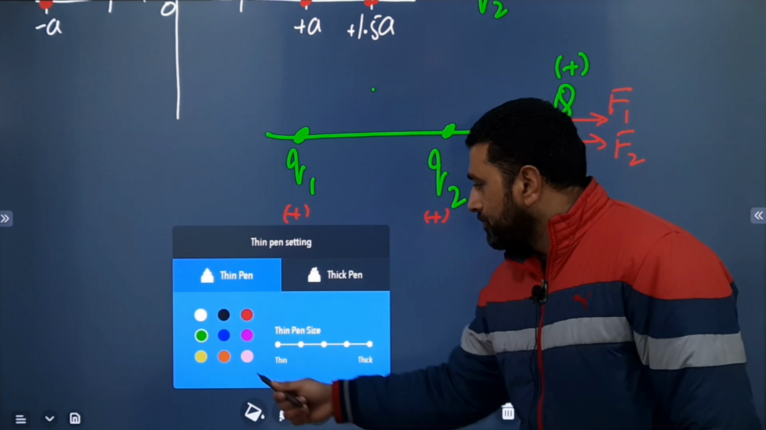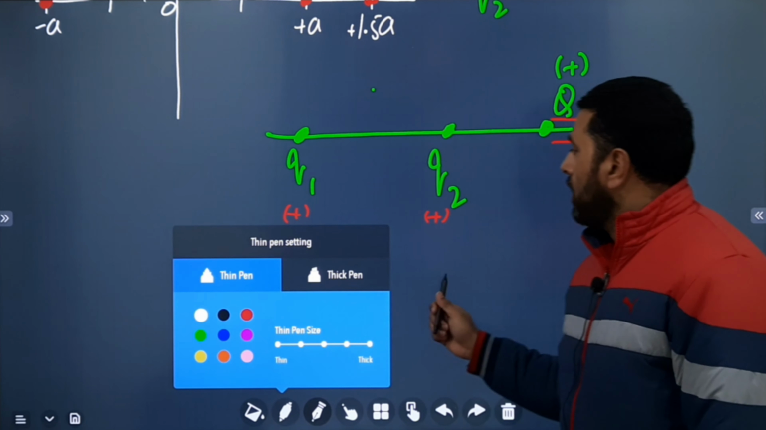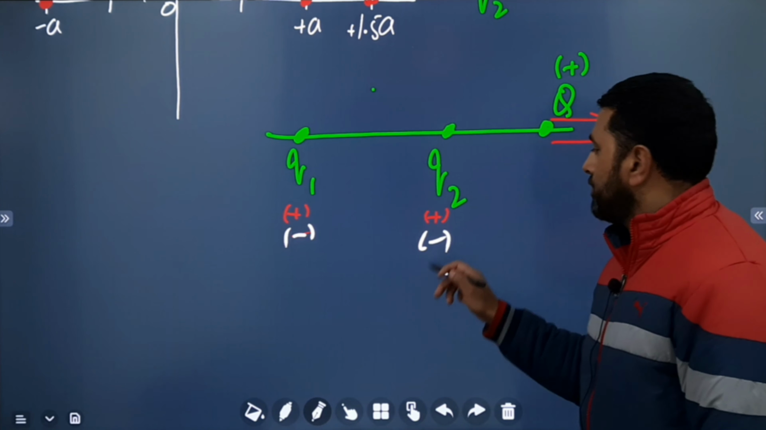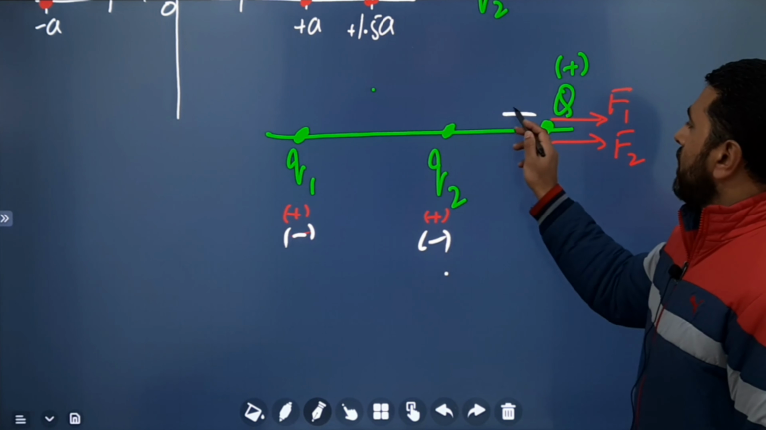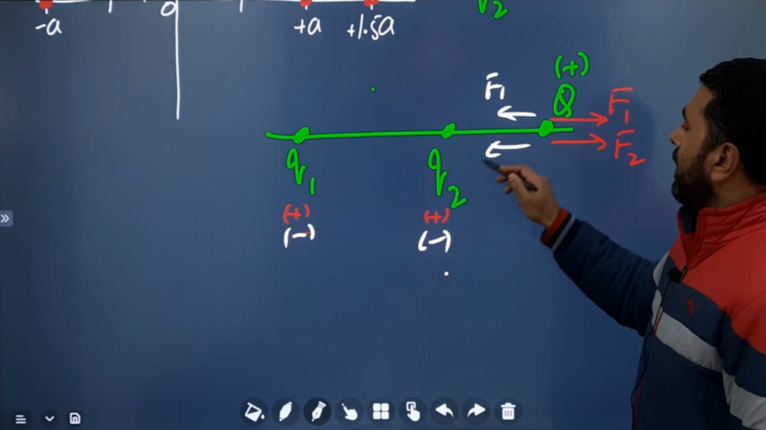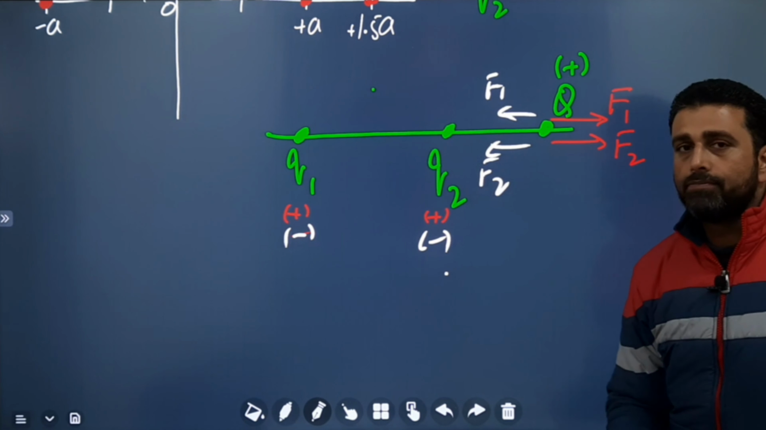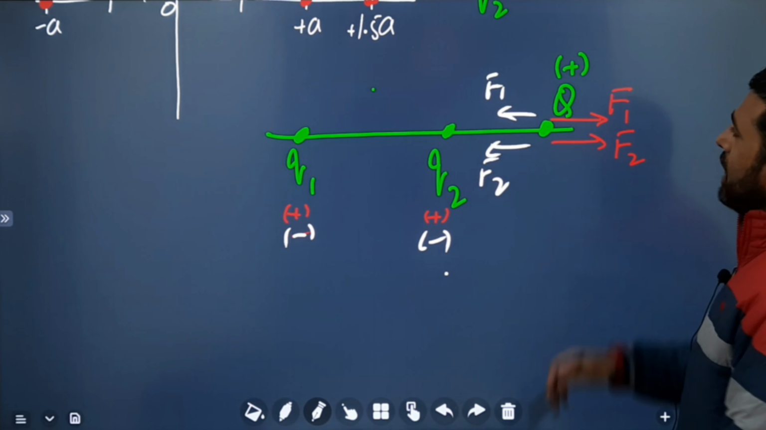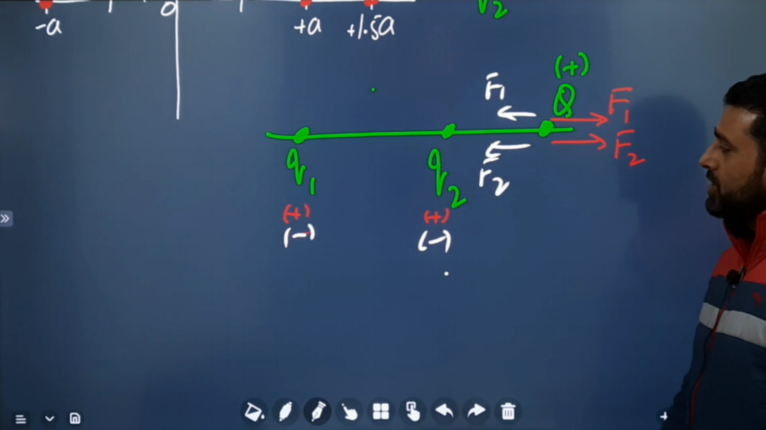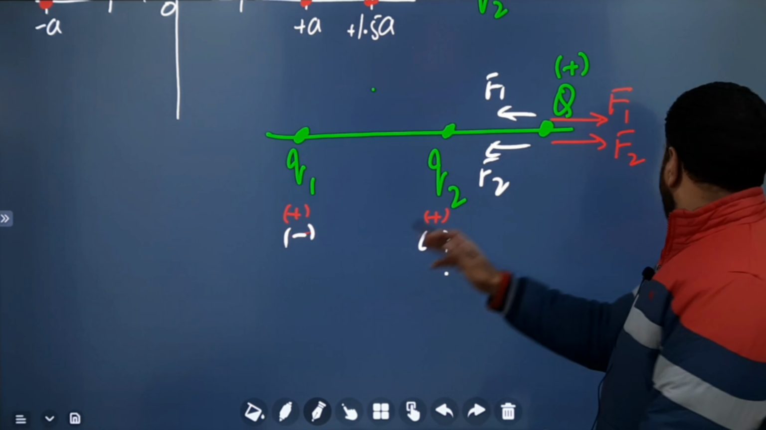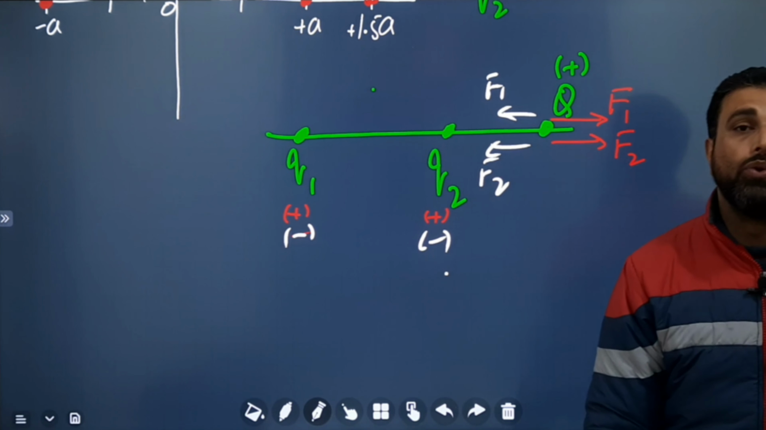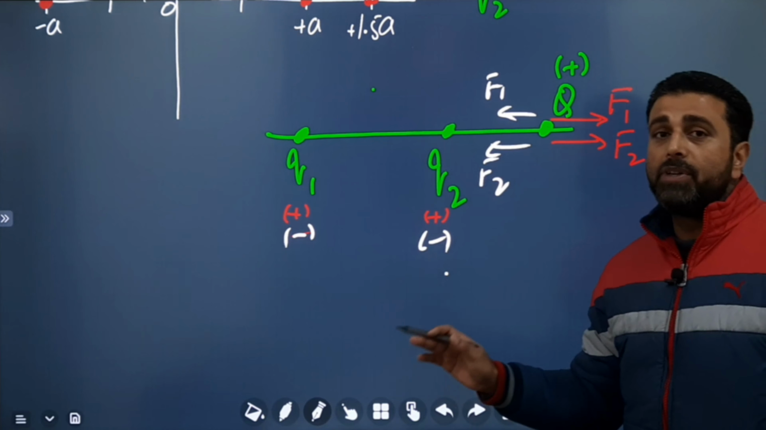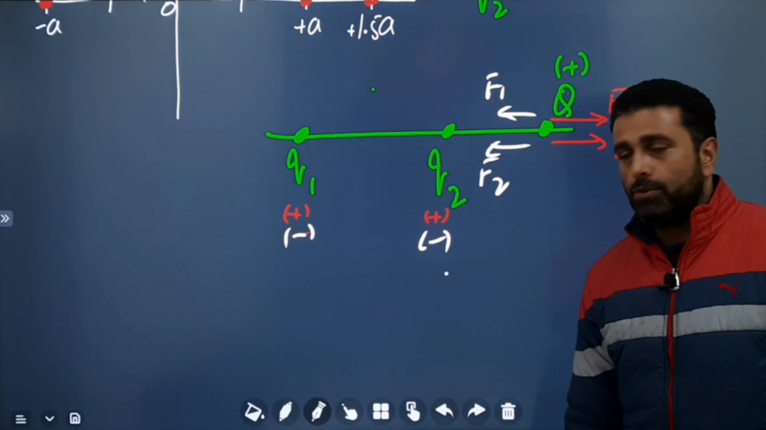If both of them are negative, then both forces, F1 and F2, will be attractive. Again, they are in the same direction, so they can't cancel out. So the net force can't be zero. So if Q1 is like Q2, forces can't cancel out, so the net force can't be zero.